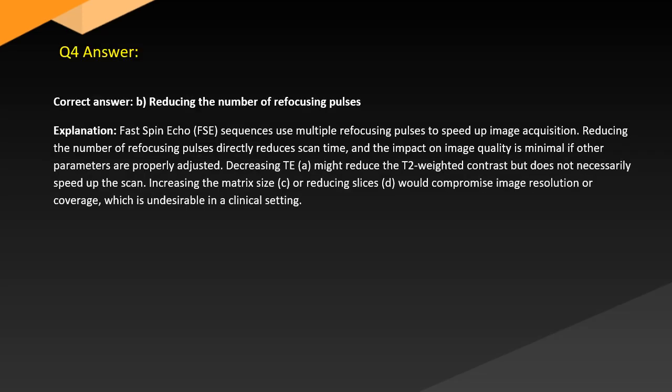Answer. Correct answer. B. Reducing the number of refocusing pulses. Explanation. Fast spin echo (FSE) sequences use multiple refocusing pulses to speed up image acquisition. Reducing the number of refocusing pulses directly reduces scan time, and the impact on image quality is minimal if other parameters are properly adjusted. Decreasing TE might reduce the weighted contrast but does not necessarily speed up the scan. Increasing the matrix (C) or reducing slices (D) would compromise image resolution or coverage, which is undesirable in a clinical setting.